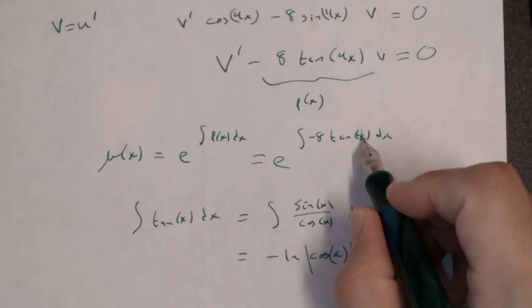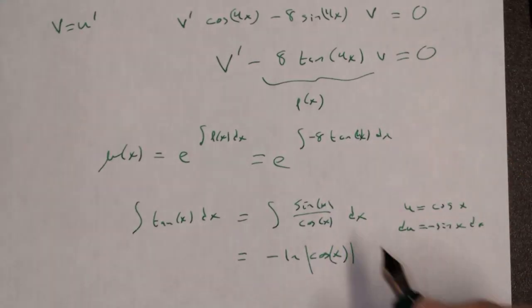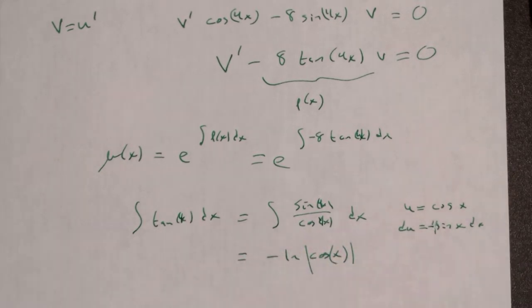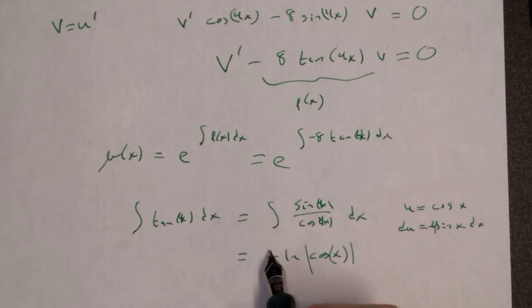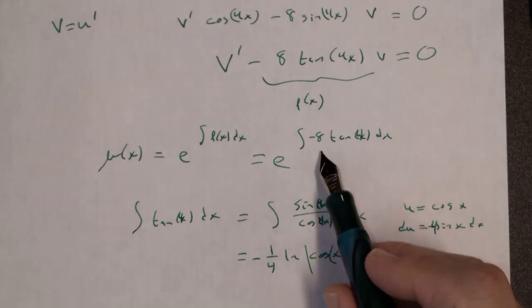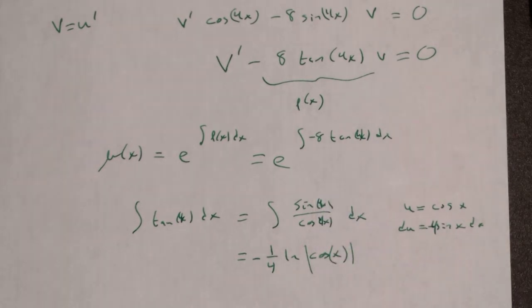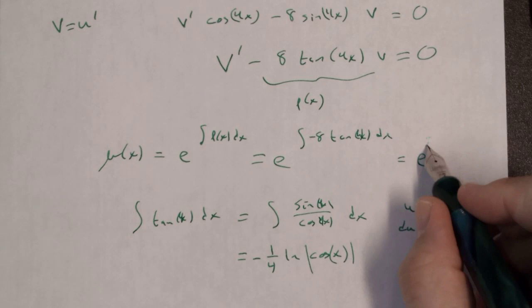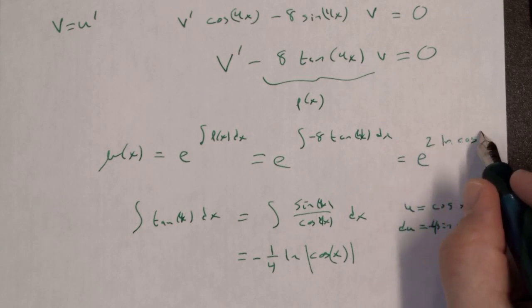Yes, 4x, which means I'm going to get an extra factor of 4 there, right? I don't have that 4, so I'm going to get a 1/4 there. Okay. Wait a minute, there's an 8 there. What's 8 times a fourth? That was not supposed to stump the room. Right, it's just a 2. So this becomes e to the 2 ln cosine 4x.